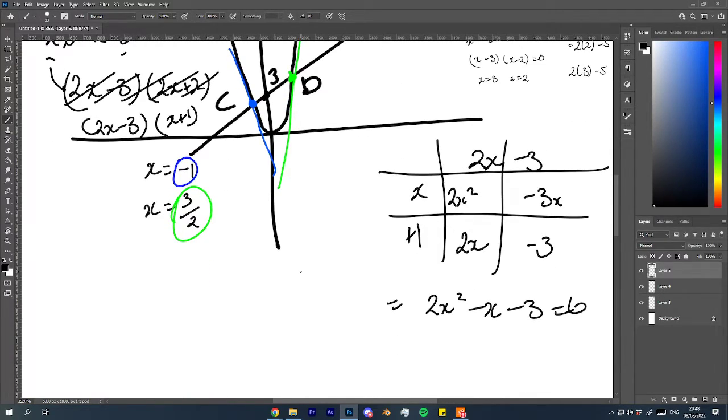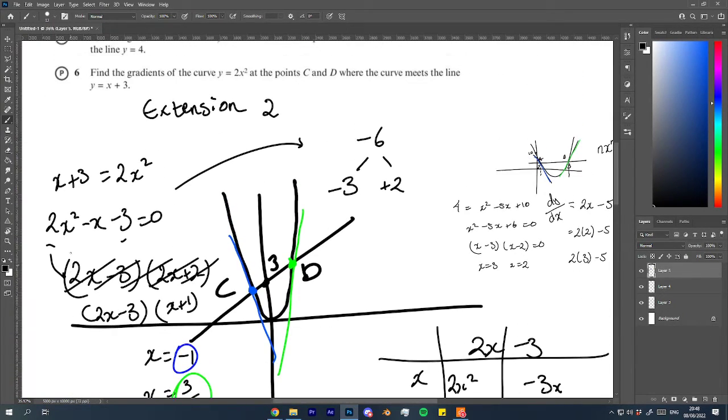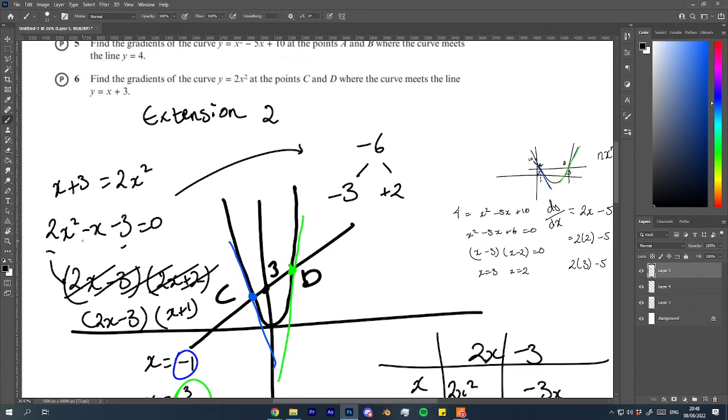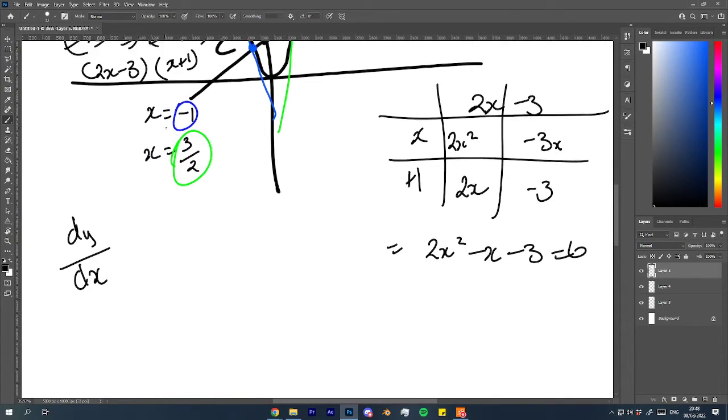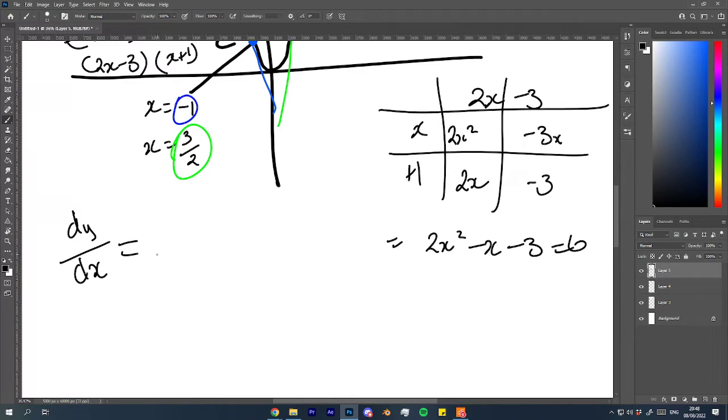Okay, I'm going to differentiate. Our original function was 2x squared. We need to be careful. Do not differentiate this second equation that we got, because that's our solutions to the intersection points. We need to differentiate using this original equation, 2x squared. When we differentiate, that becomes just 4x.